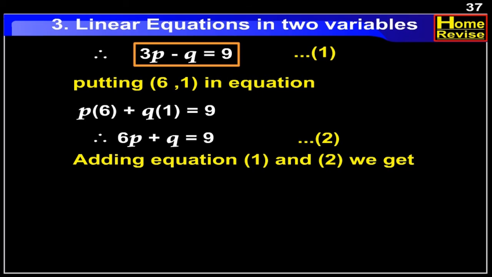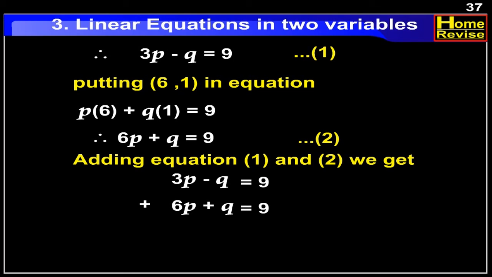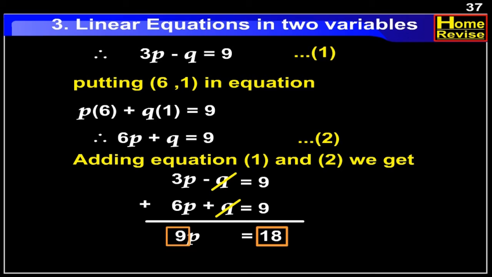Now adding equations 1 and 2, we get 3p minus q is equal to 9 plus 6p plus q is equal to 9. Here, minus q plus q get cancelled out and we get 9p is equal to 18. Therefore, p is equal to 18 divided by 9. Therefore, p is equal to 2.